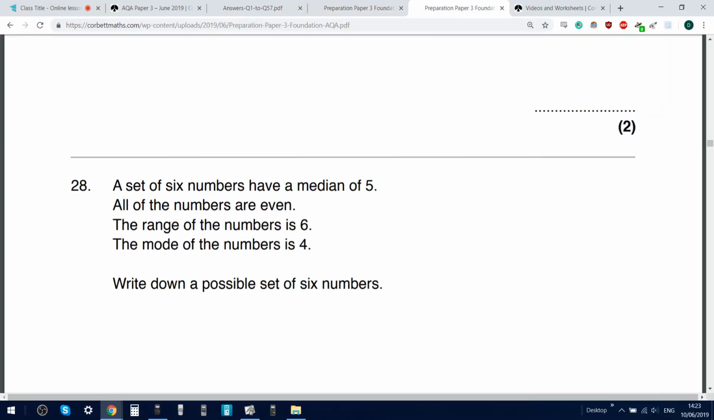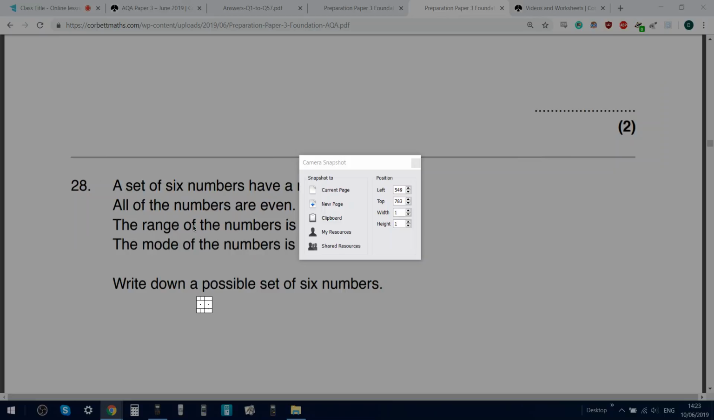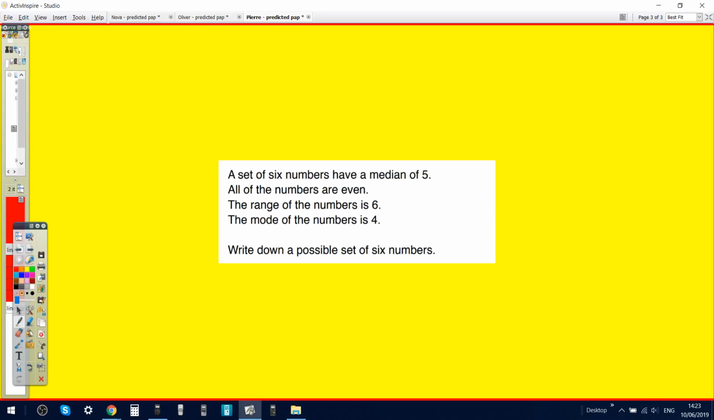So there might be different possibilities. Right. 2, 4, 4, 6, 4, 8. So it says a possible set of 6 numbers. Yeah. So 2, 4, 4, 6, 4, 8. Yeah, that was what I got. So you could write it as 2, 4, 4, 4, 6, 8.